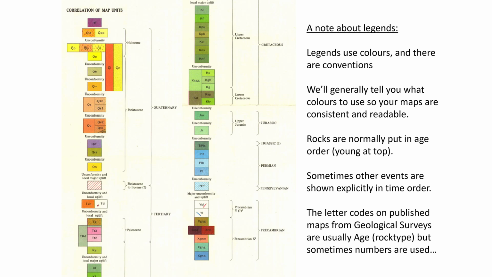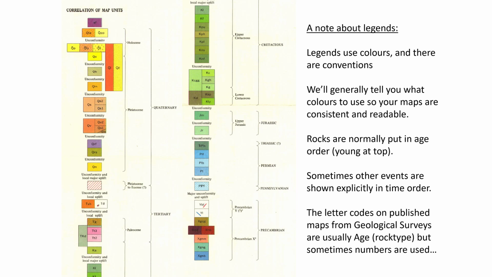A few notes about legends in general. Legends use colors, and there are conventions. For example, blues are typically associated with carbonates, and pinks are typically associated with plutons. We'll generally tell you what colors to use so your maps are consistent and readable. Rocks are normally put in age order that I've been mentioning throughout the course, where the youngest rocks are at the top of the legend and the oldest rocks are at the bottom of the legend.